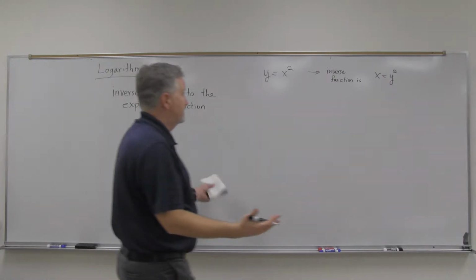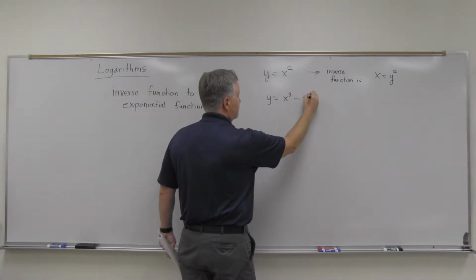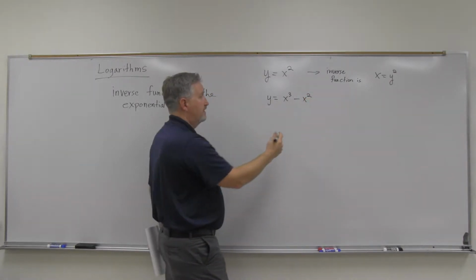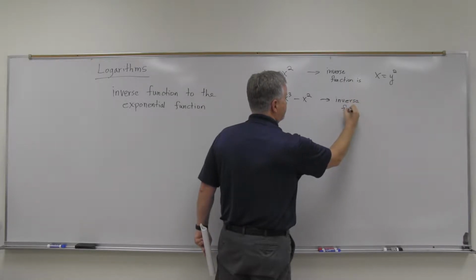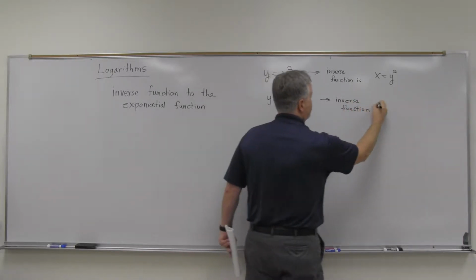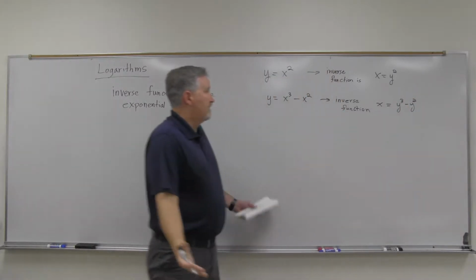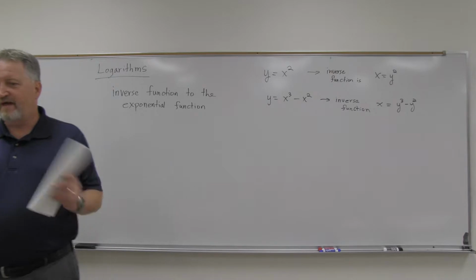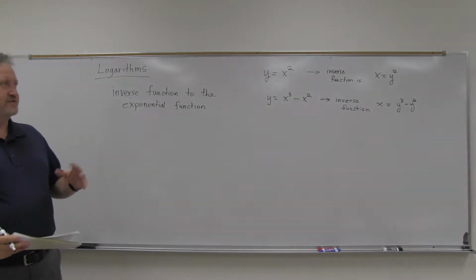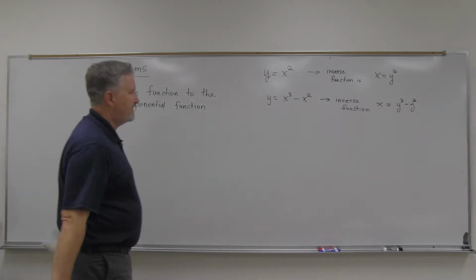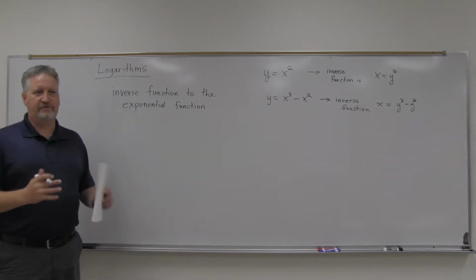And if you've got more than one x or more than one y, same thing. What would the inverse here be? X equals y to the third minus y to the second. Yeah. And so that very simply is the way you can get an inverse function for a function. It just swaps the roles of x and y.